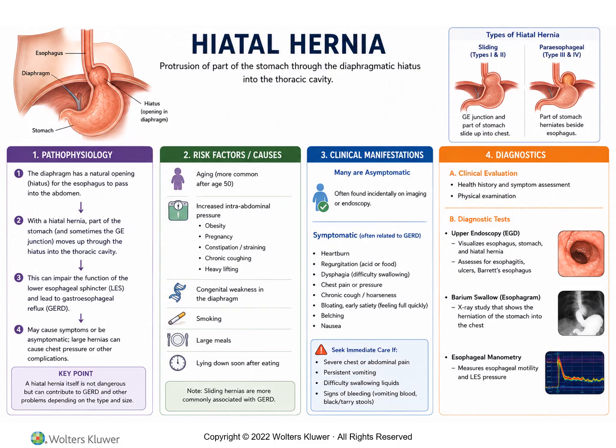Then we have a paraesophageal hernia, and this is different. The gastroesophageal junction may remain closer to its normal position, but then a portion of the stomach herniates upward beside the esophagus. These are less common, but potentially more concerning because the herniated portion of the stomach can become trapped or compressed, and that can compromise blood flow to the stomach. So with a paraesophageal hernia, we're thinking less about reflux and more about potential obstruction, incarceration, or strangulation.